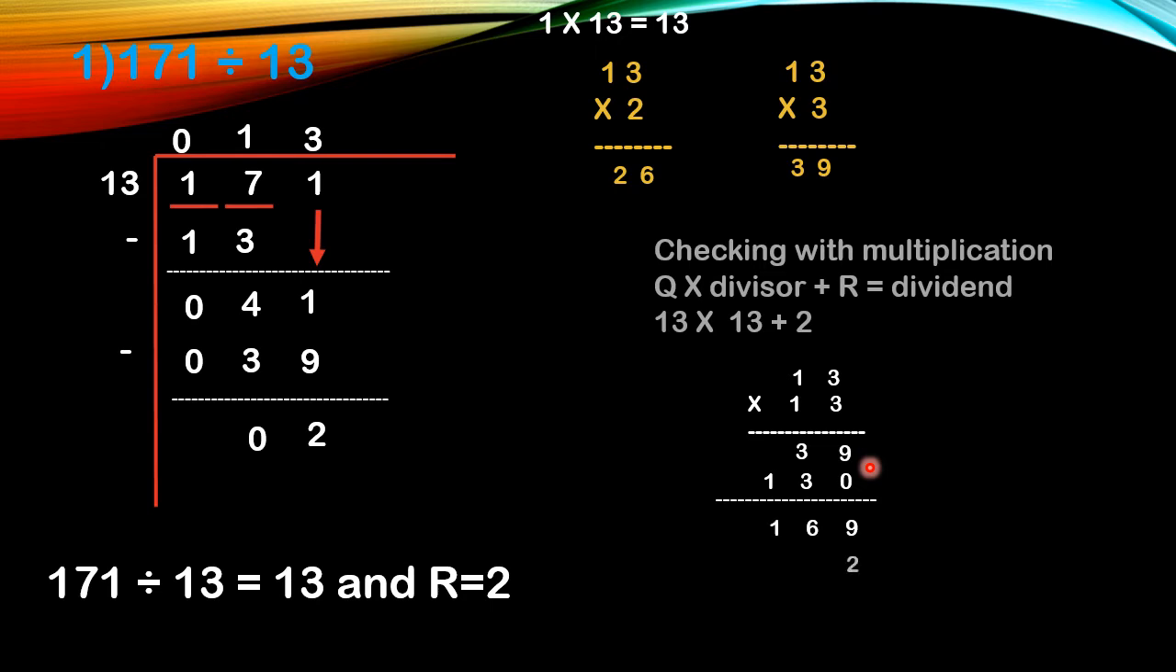So 169. Then we have to add plus 2, isn't it? So plus 2, 9 plus 2 is 11, so 1, carry over 1, so 6 plus 1 is 7, then 1. So 171. Here we got the dividend, isn't it? So our sum is correct.